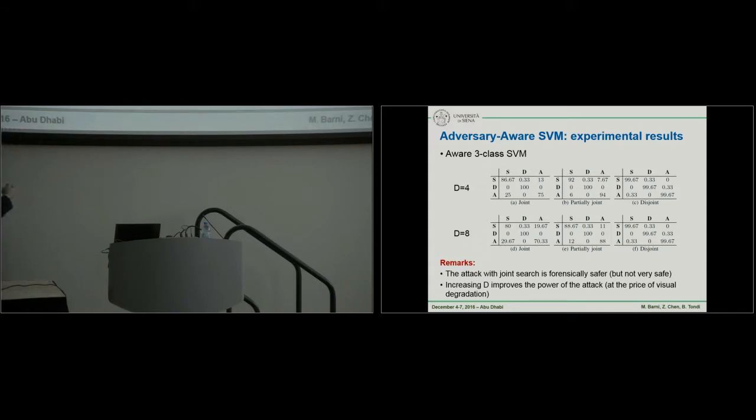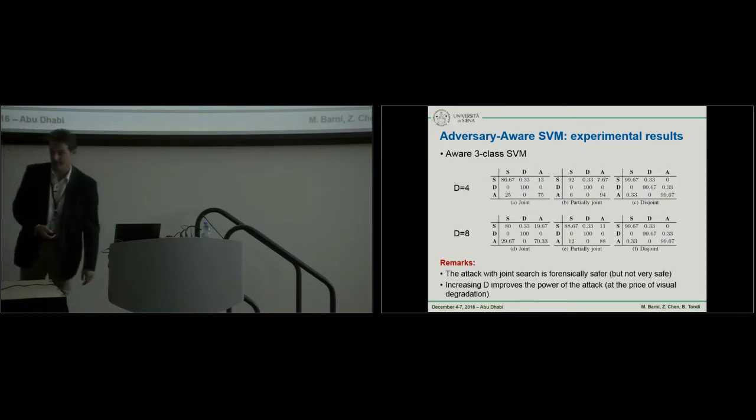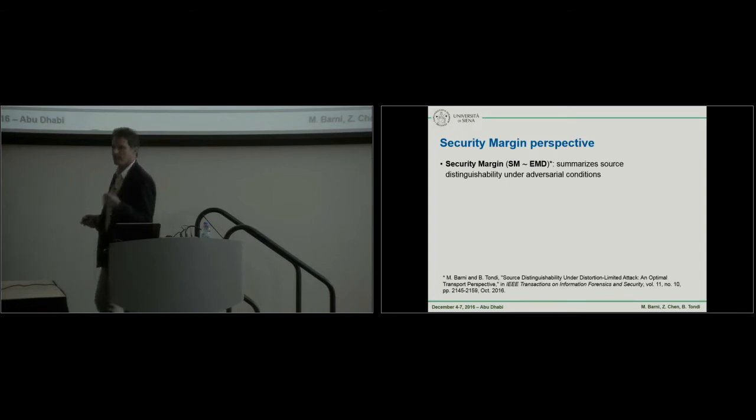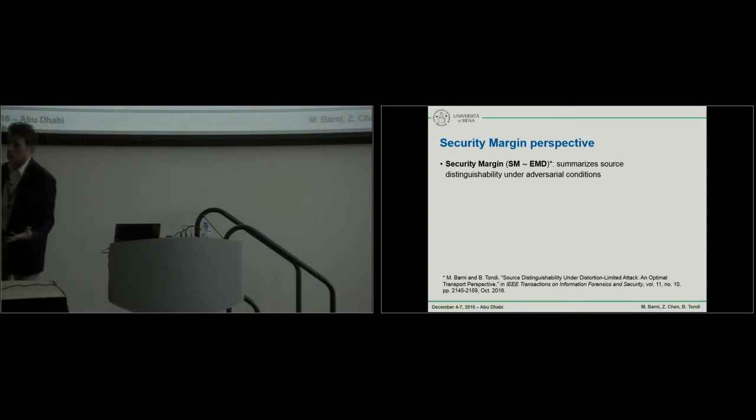When we increase the distortion, things go a little bit better for the attacker, but not that much, because still, in the best case for the attacker, you still have that attacked images can be recognized with a probability of 70%. So this is not exactly what we were expecting. So let me try to understand why this happens, because the attack was thought to be very powerful. So I will take the perspective of the security margin.